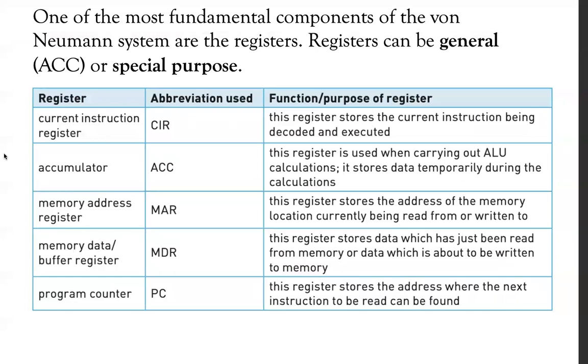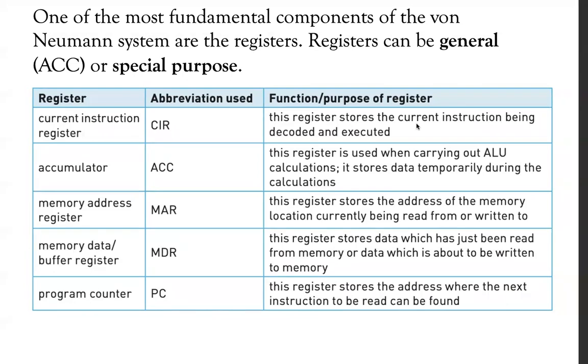So in this case, the current instruction register holds the instruction that is about to be executed now by the control unit. Right before the instruction is sent, the opcode part of the instruction is sent to the control unit. It is held in the current instruction register.